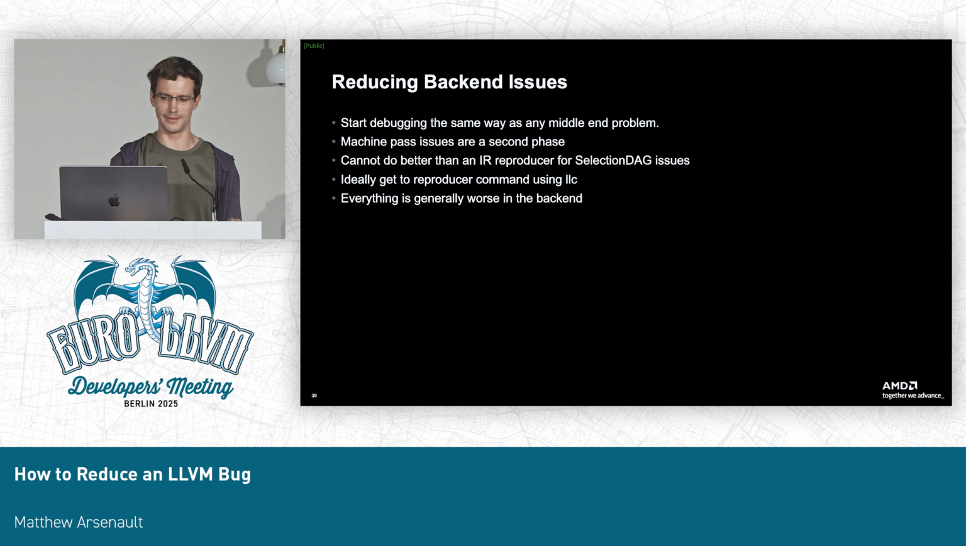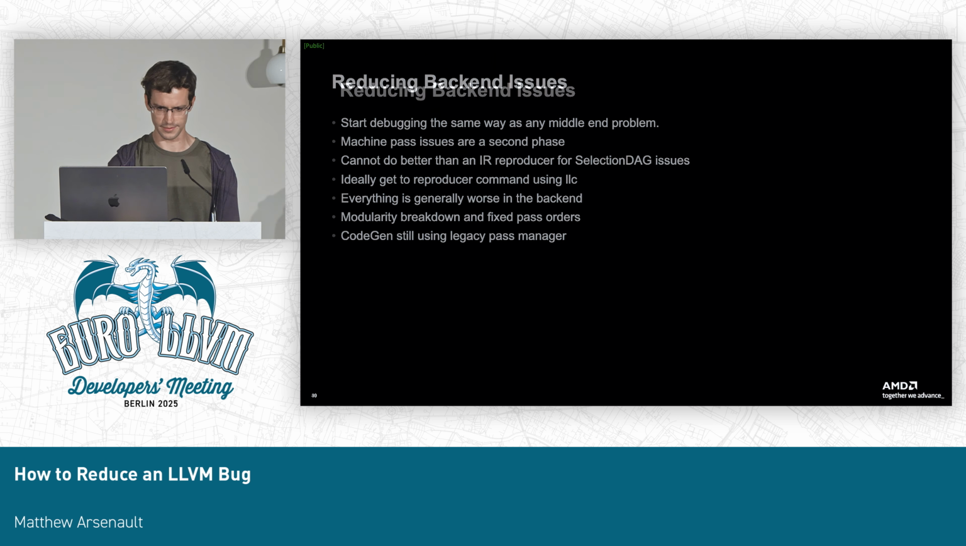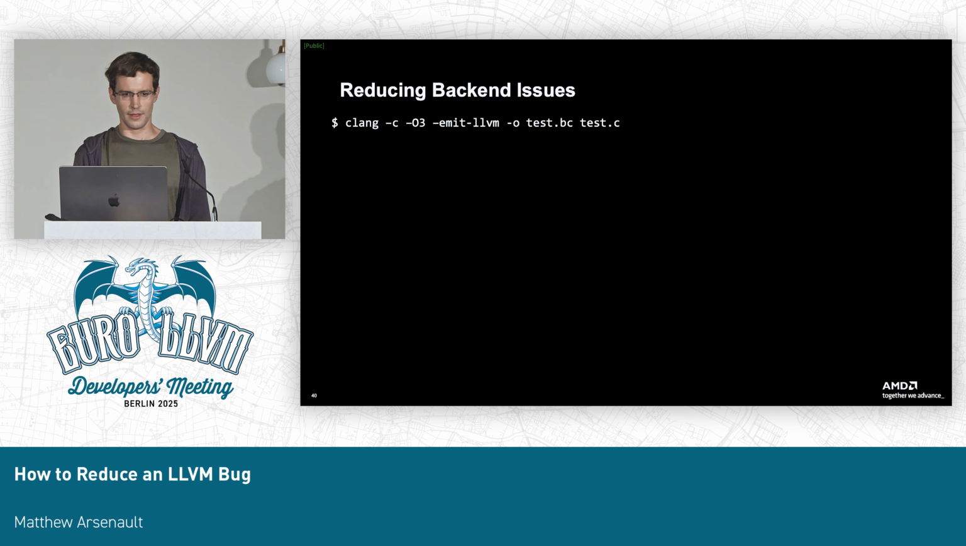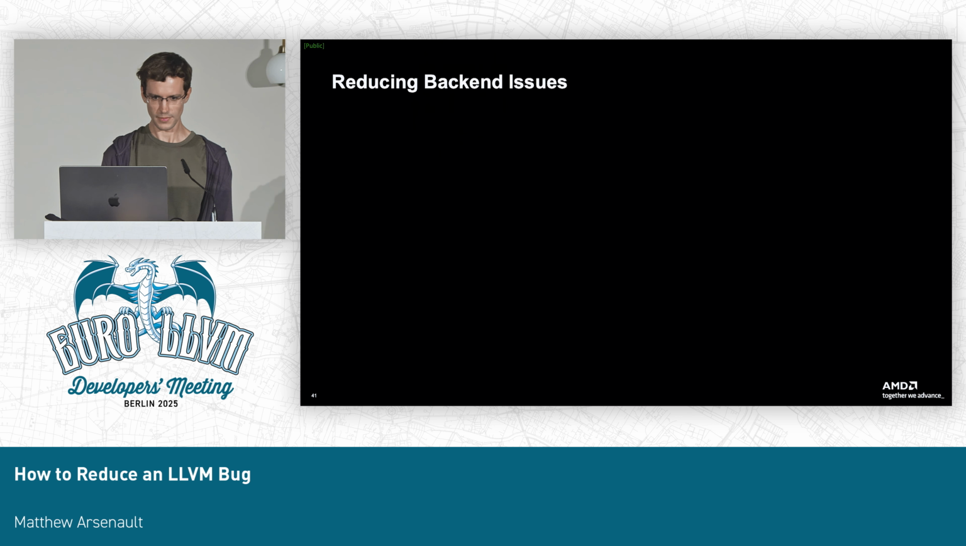It's just harder. The infrastructure is worse. The modularity starts to break down. There's fixed pass orders. CodeGen is still using legacy pass manager, so there's a bunch of arbitrary differences there, and it's harder to debug. Usually just taking clang -O3 or -O2 or whatever, taking that bitcode and running it through LLC, that works. That is pretty reliable, especially for anything like selection DAG related. But it's less reliable than running a single pass IR failure in the middle end.